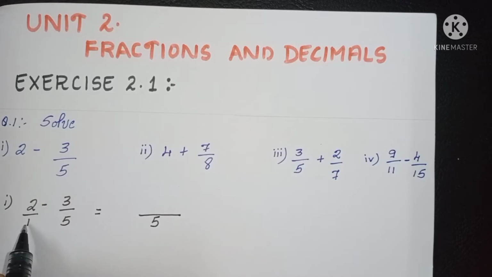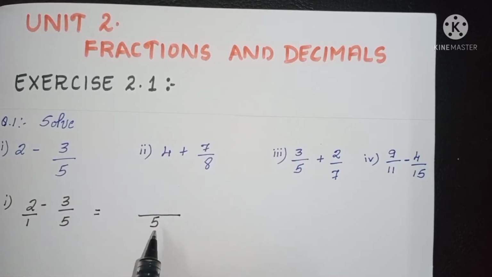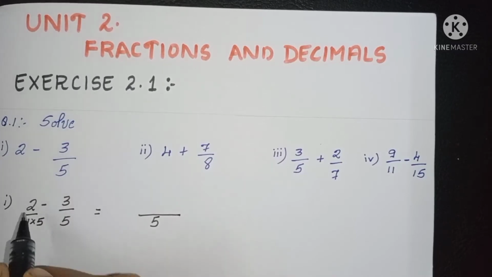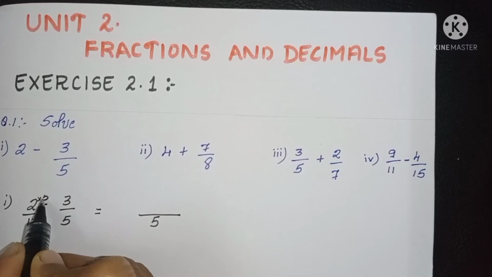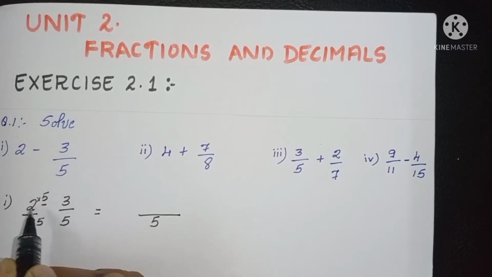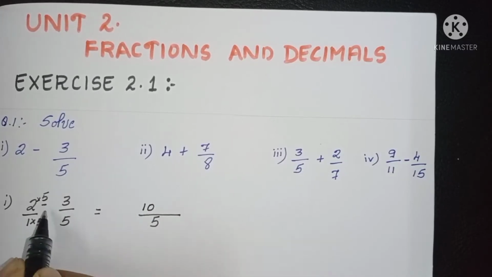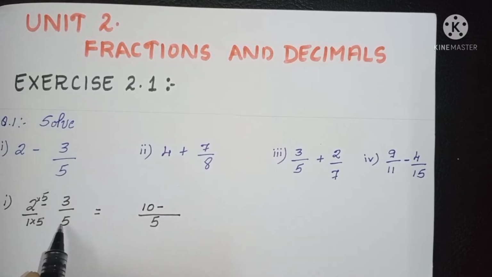So now the denominator is 1. We have to convert that into 5. So we have to multiply 1 by how much to get 5? So 1 fives are 5. So the numerator also we have to multiply by 5. 5 twos are 10. So here minus.